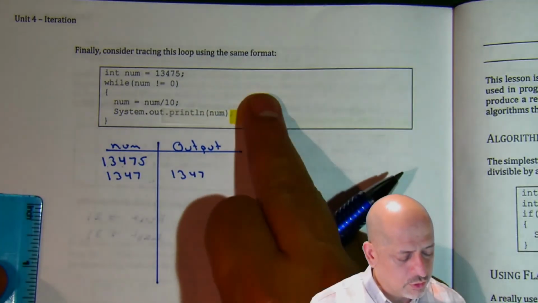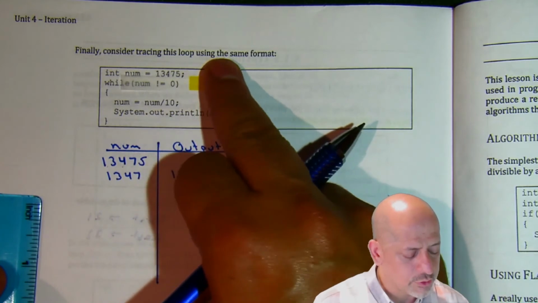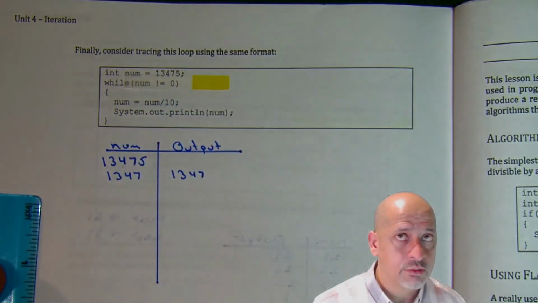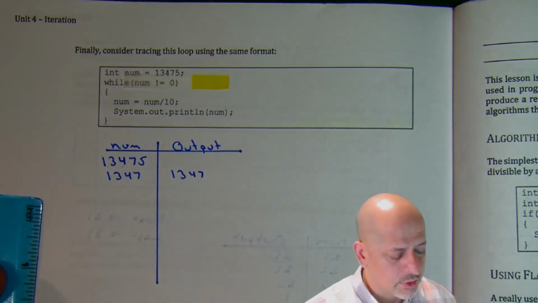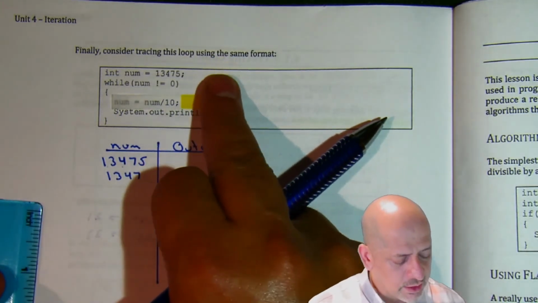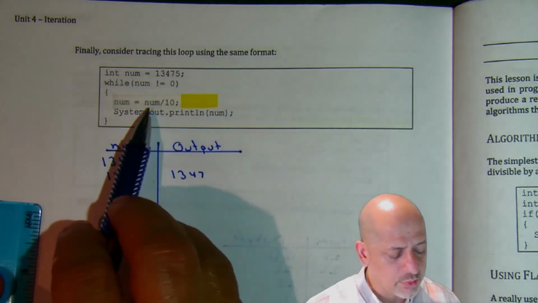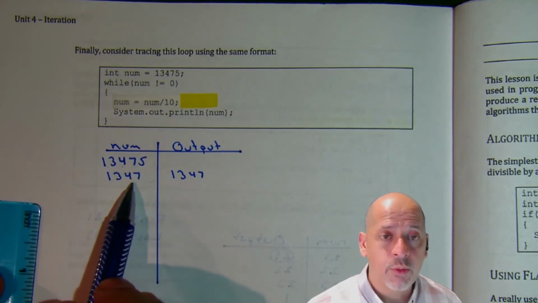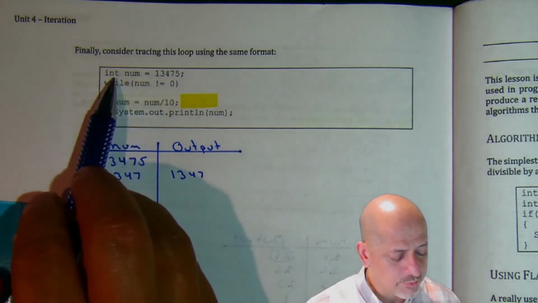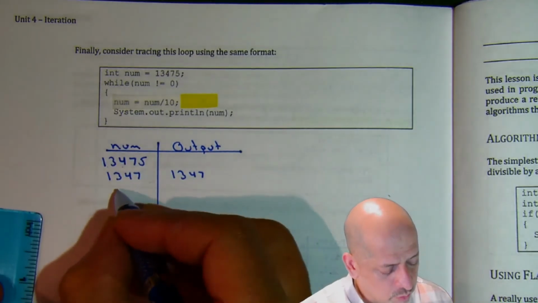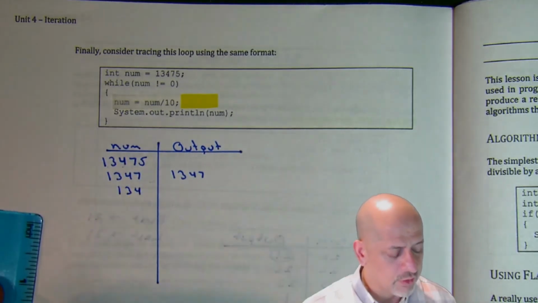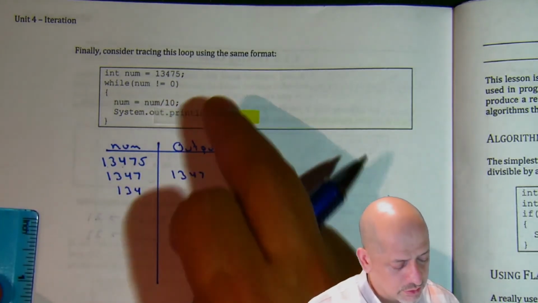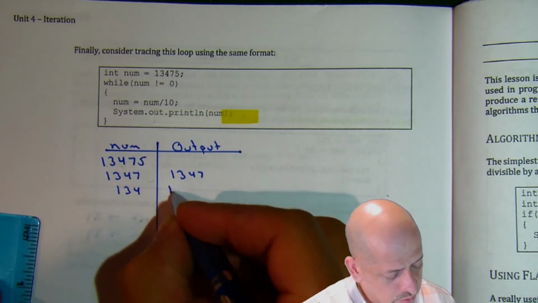And now we're going to go through another iteration and say, is 1347 not equal to 0? That is correct. So now we can go inside, and once again, we are going to take the number and divide by 10, which will be 134.7. But we know that num is an integer, so therefore it will be 134. The 0.7 will be chopped off. And now we can print it. And it'll be 134.